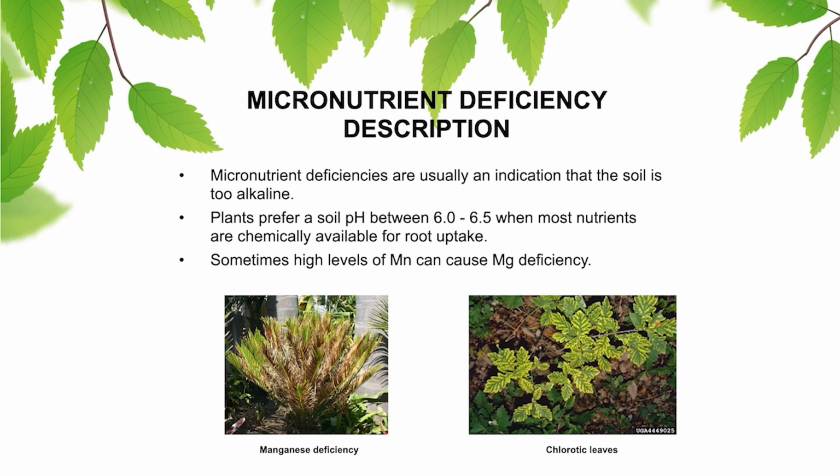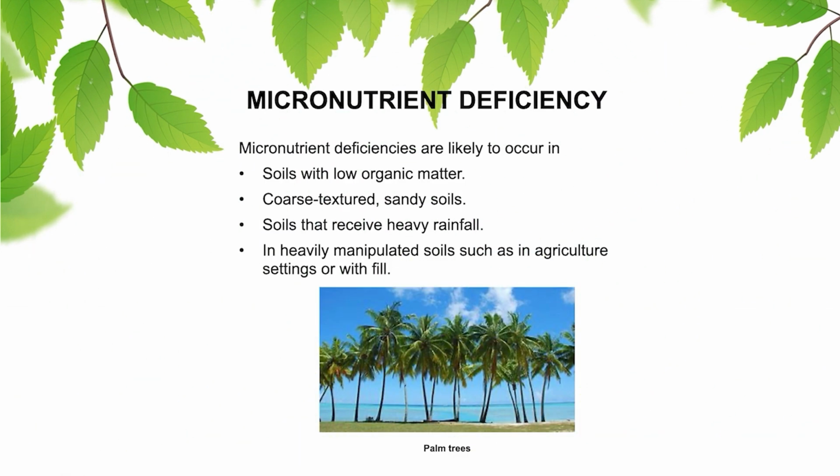Sometimes high levels of manganese can cause magnesium deficiency. The photos here are just 2 examples of how nutrient-deficient trees may look. Micronutrient deficiency. Micronutrient deficiencies are also likely to occur in soils with low organic matter content. These soils can lack the ability to hold mineral nutrients. Organic matter also acts as a buffer for soils that have a highly acidic or alkaline pH.